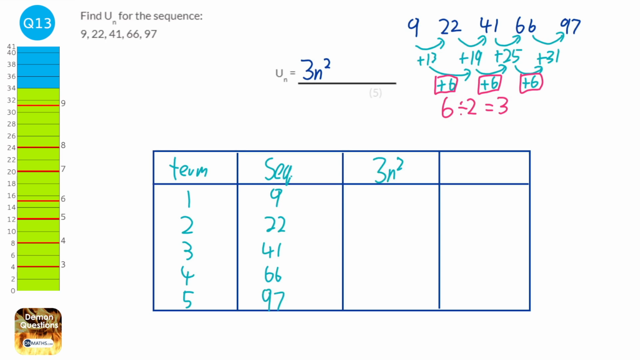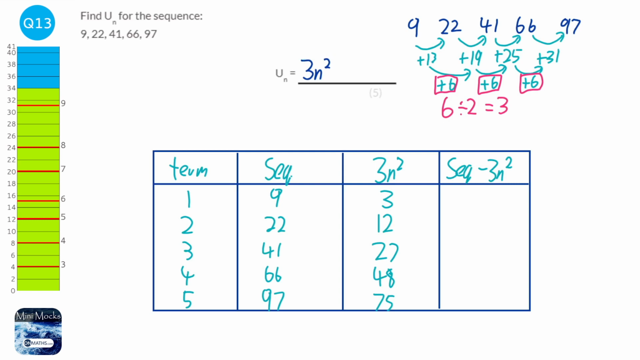So we're going to do 3 times 1 squared, which will be 3, 3 times 2 squared, which will be 12, and then 3 times 3 squared, 27, 3 times 4 squared, 48, 3 times 5 squared, 75. And we're just going to remove that from our sequence. So we've got our sequence, and we're removing the 3n squared bit, because we know what that is. We've already answered that part.